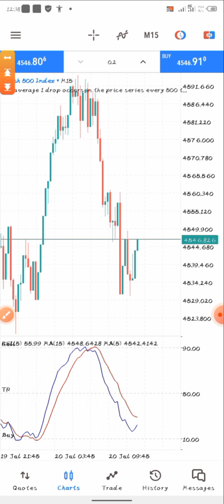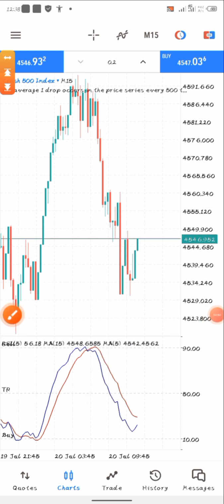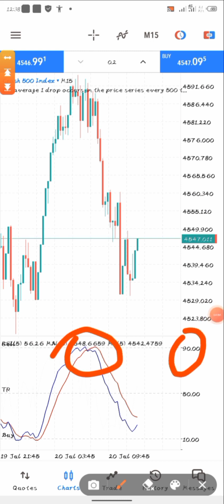Now, how are we going to discover the market trend with the 15-minute time frame? The way you can discover the market trend is by using our indicators. You can see the moving average is at the 90 level of the RSI. This indicates that the market is in a downtrend, for Crash. It is in a downtrend for Crash.